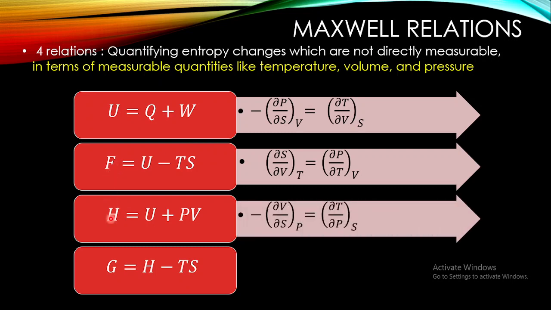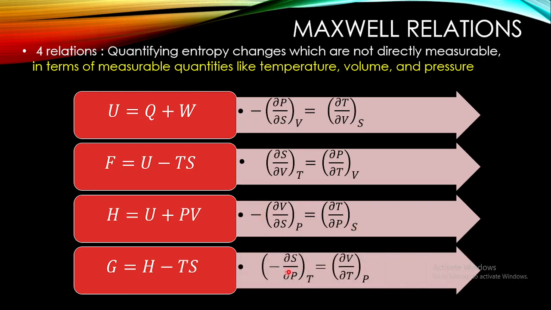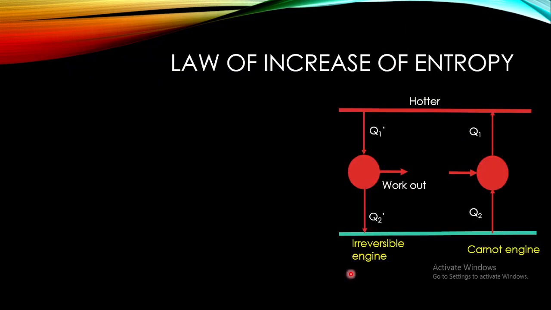Now, from enthalpy, we have the relation that the change in volume with respect to entropy at constant pressure is the same as the change in temperature with respect to pressure at constant entropy. And the change in entropy with pressure at constant temperature is the same as the change in volume with respect to temperature at constant pressure, with a negative sign. So these are the four Maxwell's relations which help us find the entropy changes with respect to the measurable parameters, pressure, volume and temperature. So that is the relevance of Maxwell's relations.